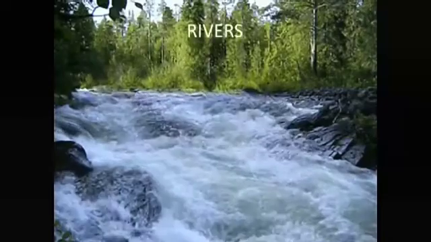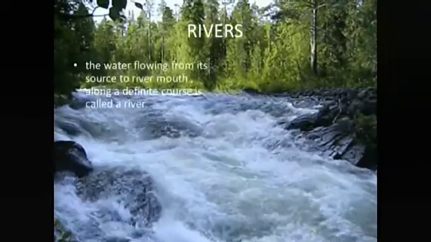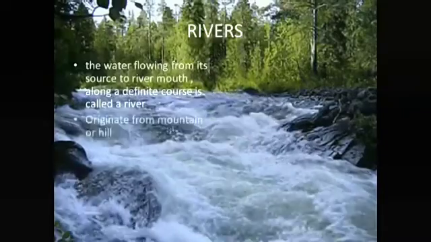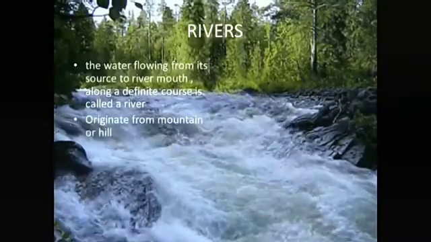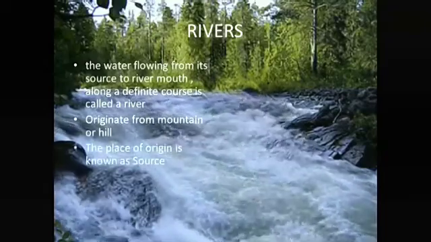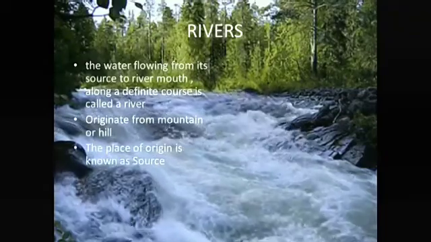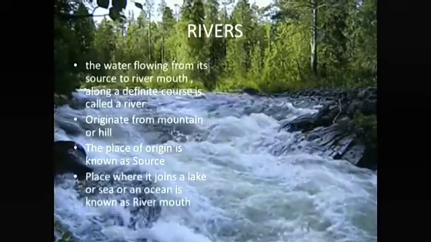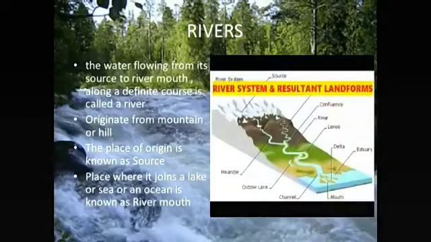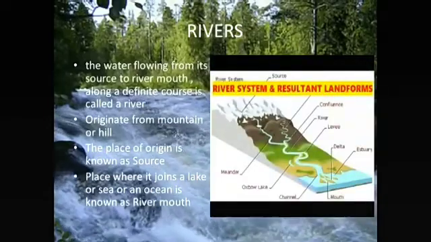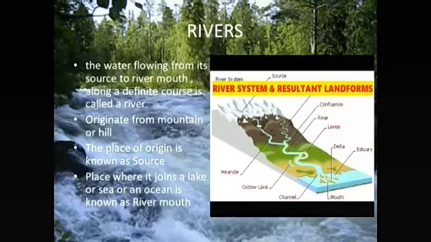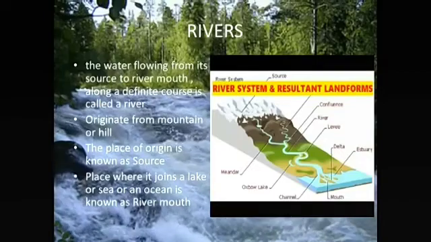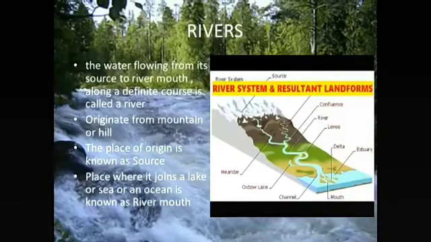What is it? Yes, it is a river. The water flowing from its source to river mouth along a definite course is called a river. Rivers generally originate, that is start, from a mountain or hill. The place of origin of the river is called its source. The place where it joins a lake or sea or an ocean is known as the river mouth. In this picture, we can see the river system and its resultant landforms like river source, waterfall, tributary, meanders, oxbow lake, delta, etc. Let's see these river landforms one by one.